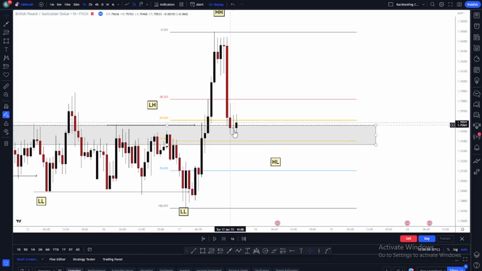But looking at this right now, what did we do? We didn't get that setup. So I decided not to enter the trade. So let's continue to see if we get any candlestick confirmations. So right here.